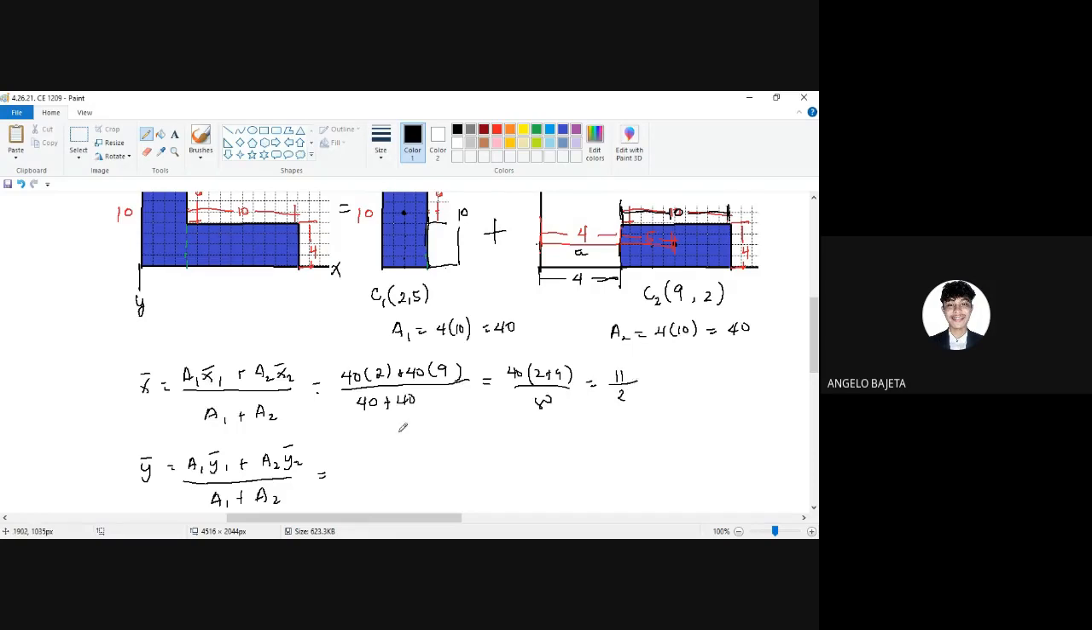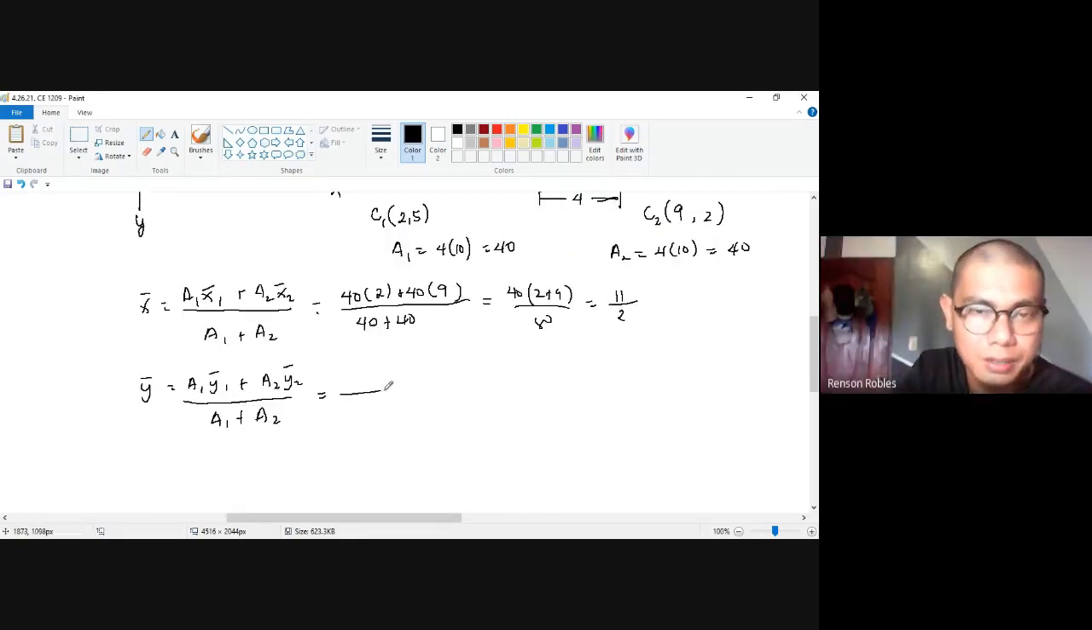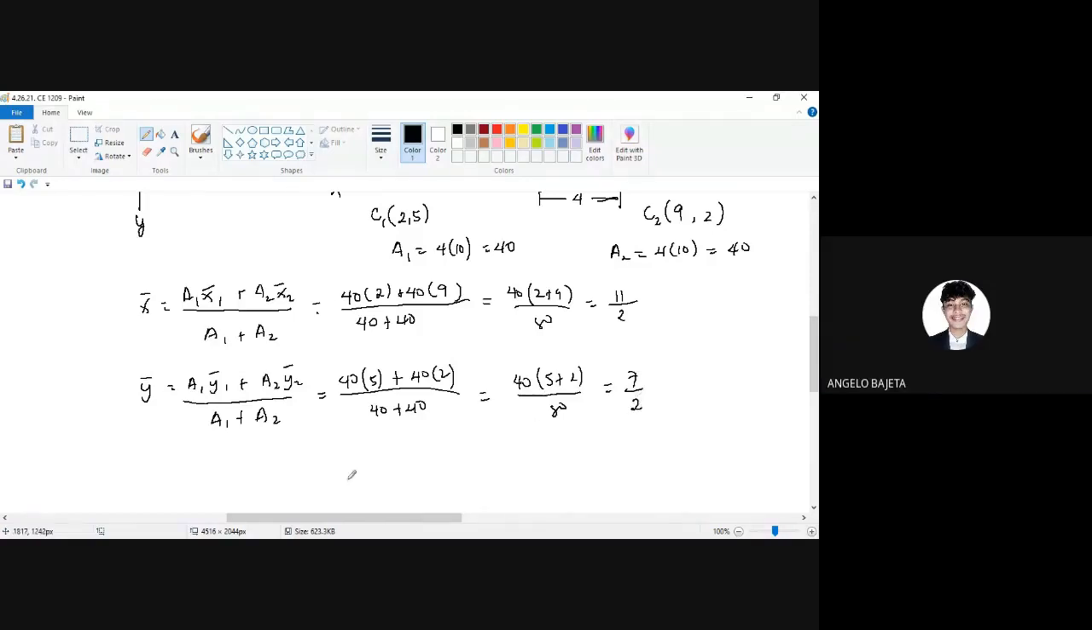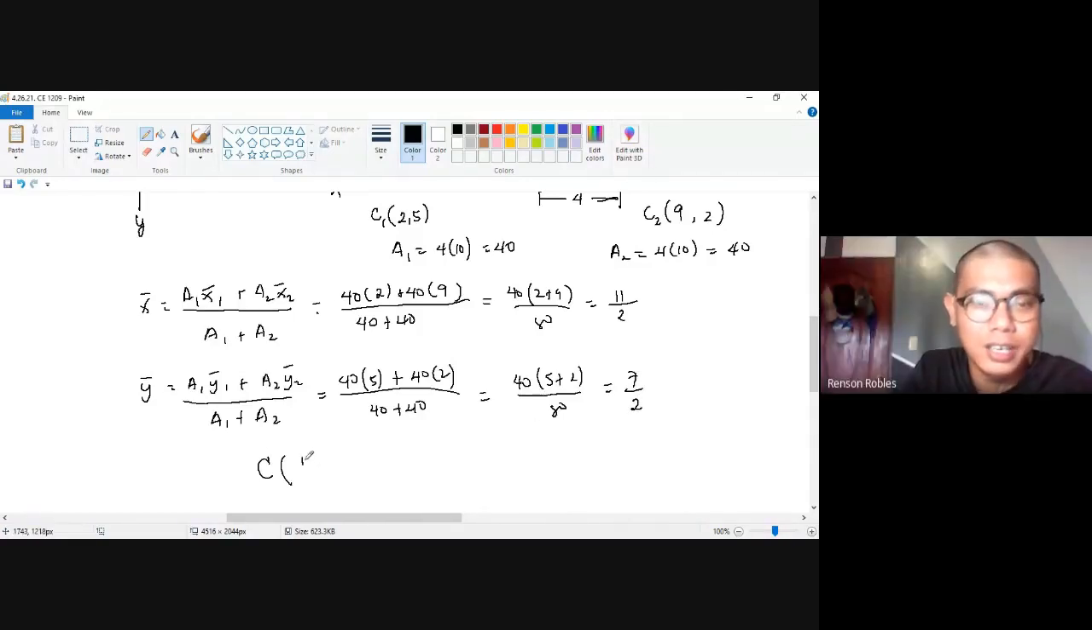11 over 2. Then bar Y. So gagayanin lang natin yung ilalim. 40 plus 40. Then 40 times bar Y1. It's 5 plus 40 times 2 equals 40 times 5 plus 2, all over 80, and that is 7 over 2. So centroid is 11 over 2, 7 over 2.